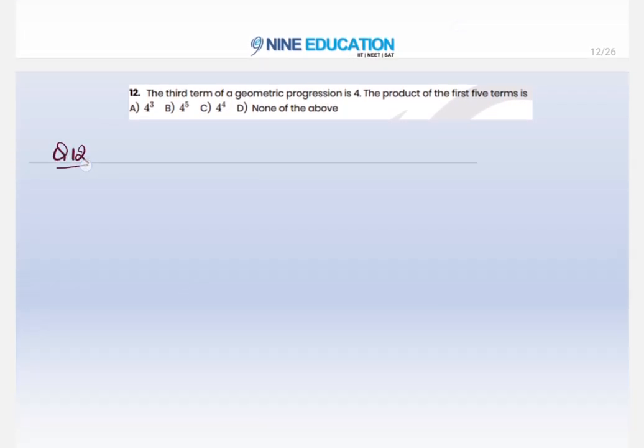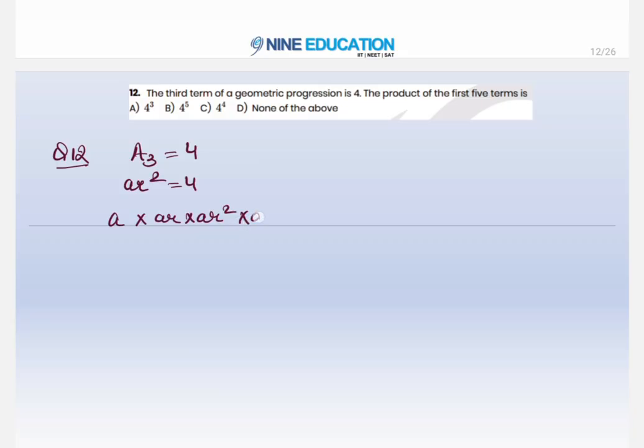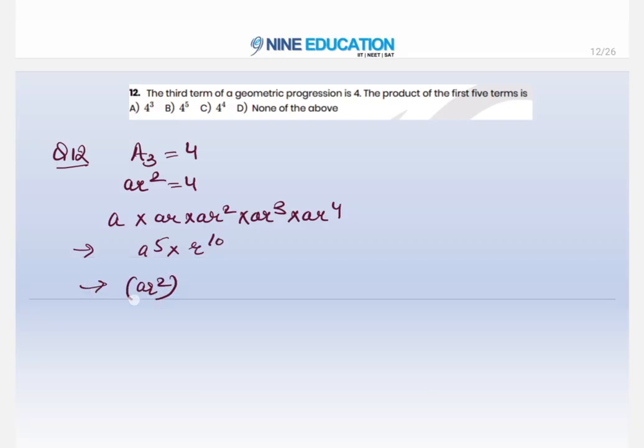Question number 12. The third term of a geometric progression is 4. Now the third term means AR square is 4. Then the product of the first 5 terms will be, first 5 terms means A into AR into AR square into AR cube into AR power 4. You need to find the product. That is A to the 5 into R power 1 plus 2 plus 3 plus 4, which is 10. So we can write it as (AR square) whole power 5, which is 4 power 5. Option B is correct.